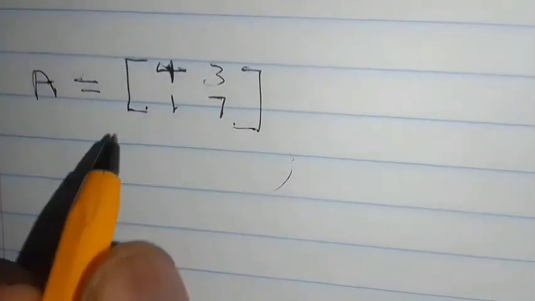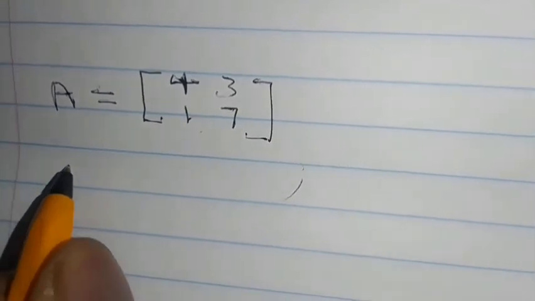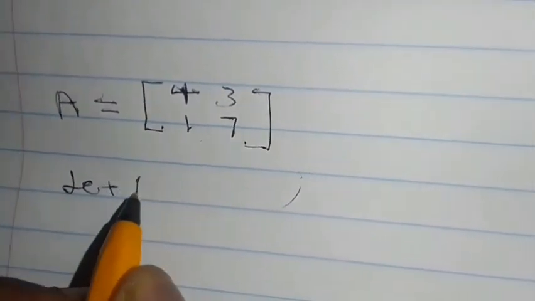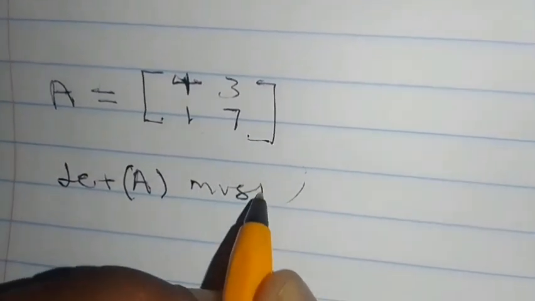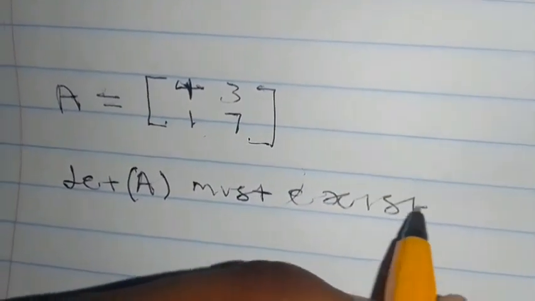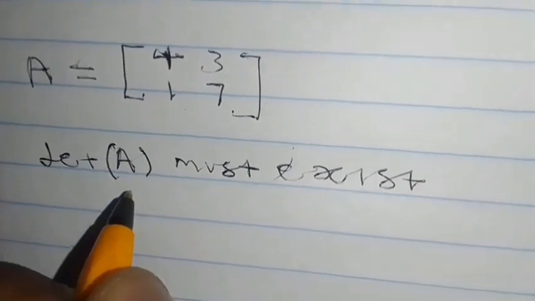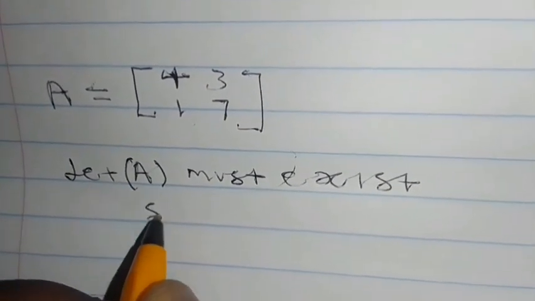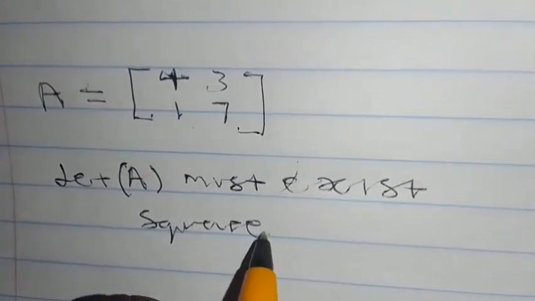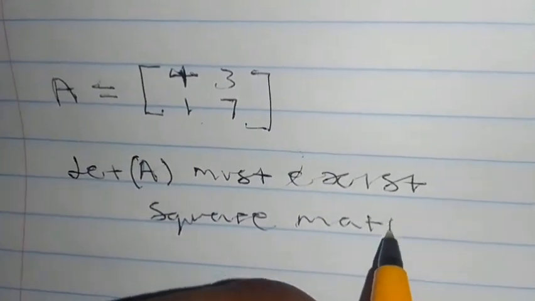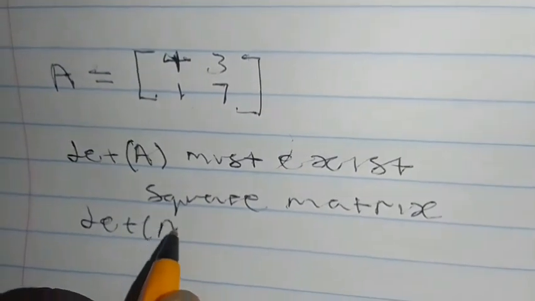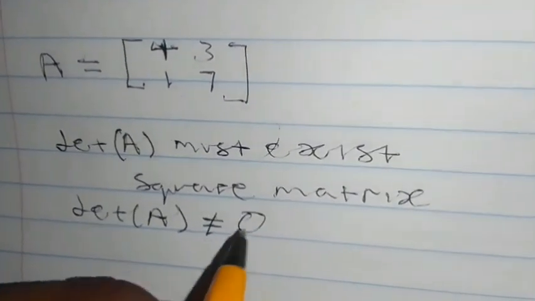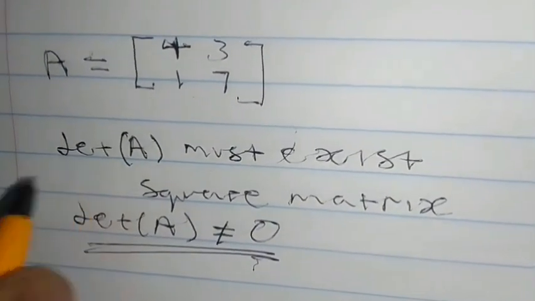Now, in order to find if the inverse of a matrix exists, we have to know that the determinant of that matrix must exist. Therefore, that means A will be a square matrix, and you can only find the inverse of a square matrix. Another thing to keep in mind is that the determinant of A cannot be equal to 0. We'll get to this part later.